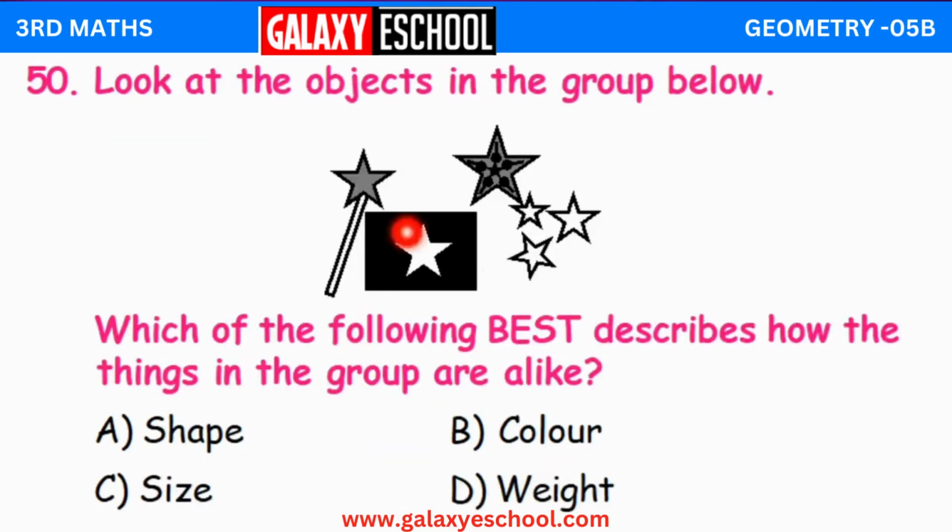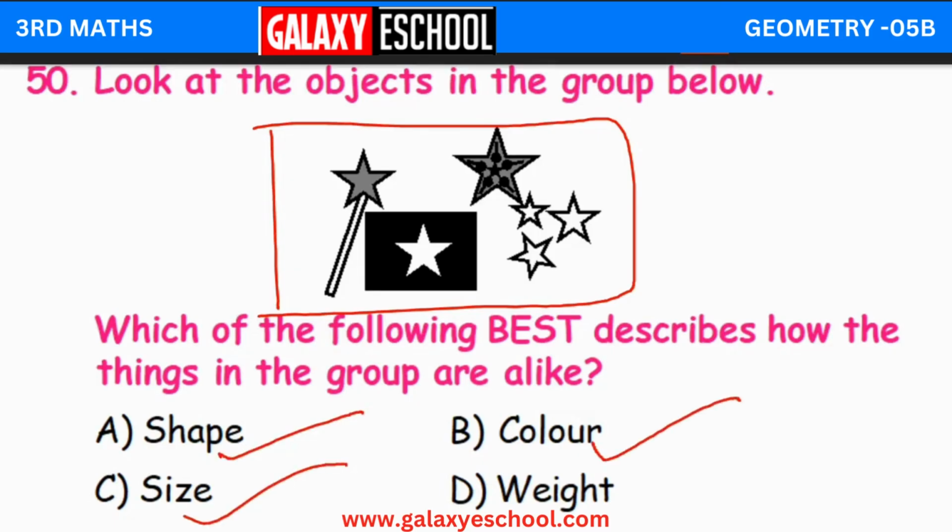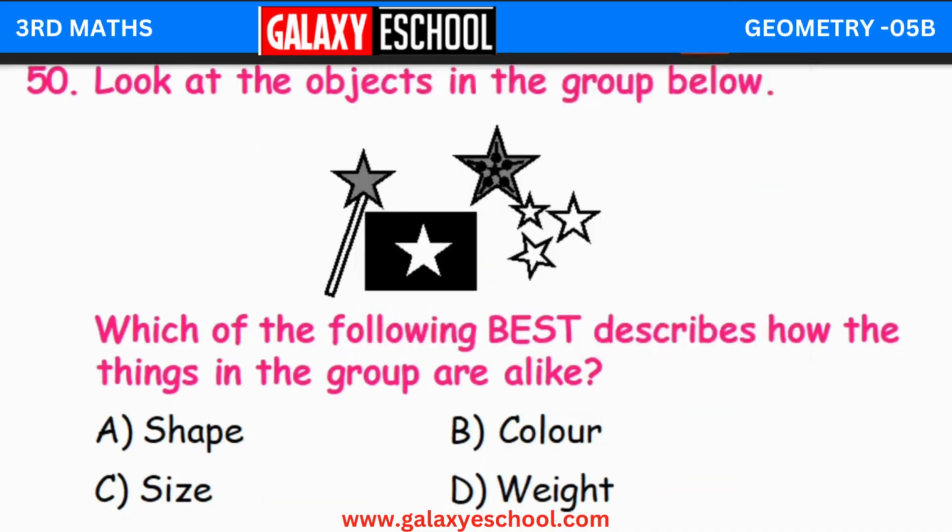Question 50. Look at the objects in the group below. Which of the following best describes how things in the group are alike? So these are all the objects in our group. Yes, they are grouped on the basis of which property? We have to find out they are grouped on the basis of which property. Is it because they are of the same shape, or because they are of the same color, or because they are of the same size, or because they are of the same weight? Which is the correct answer, children? What is the common thing among all these objects?